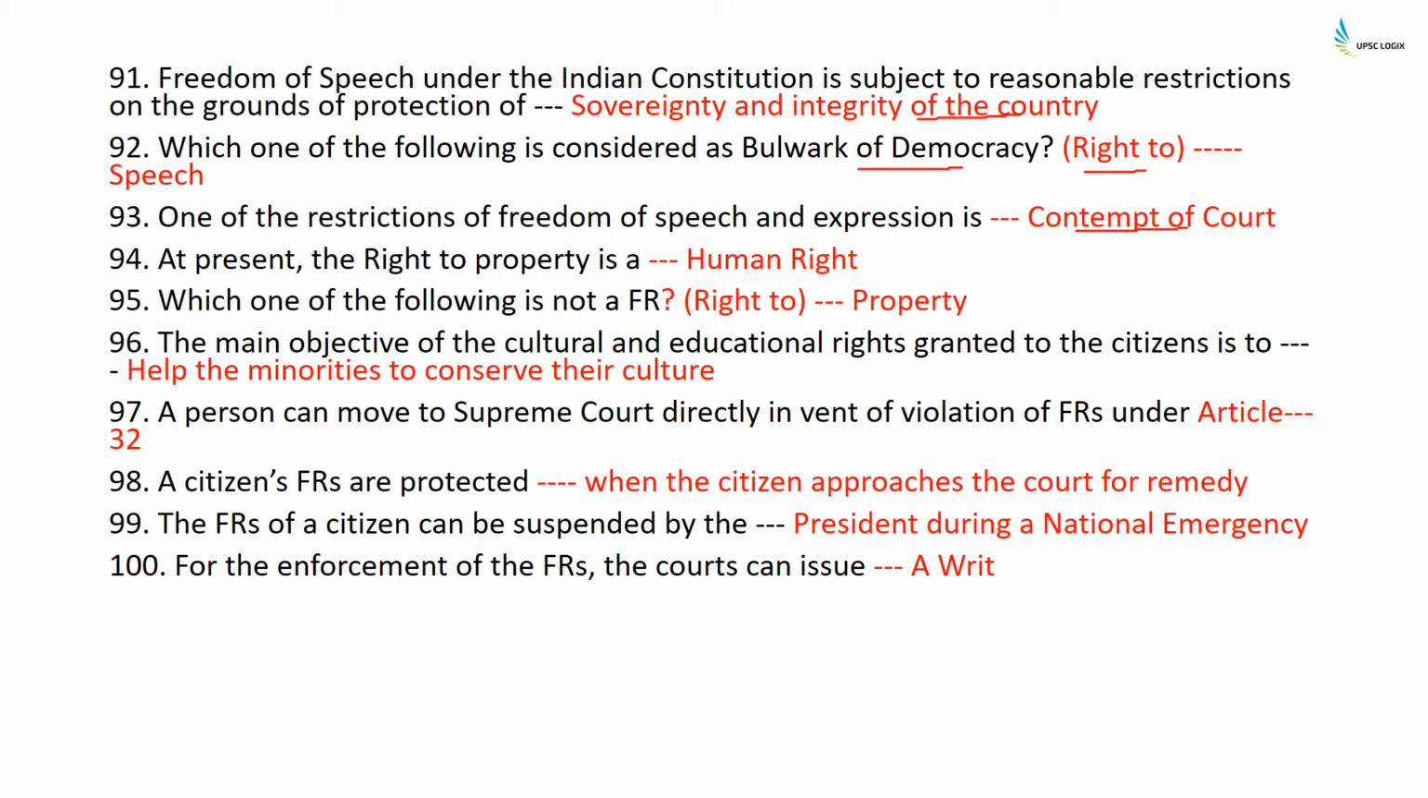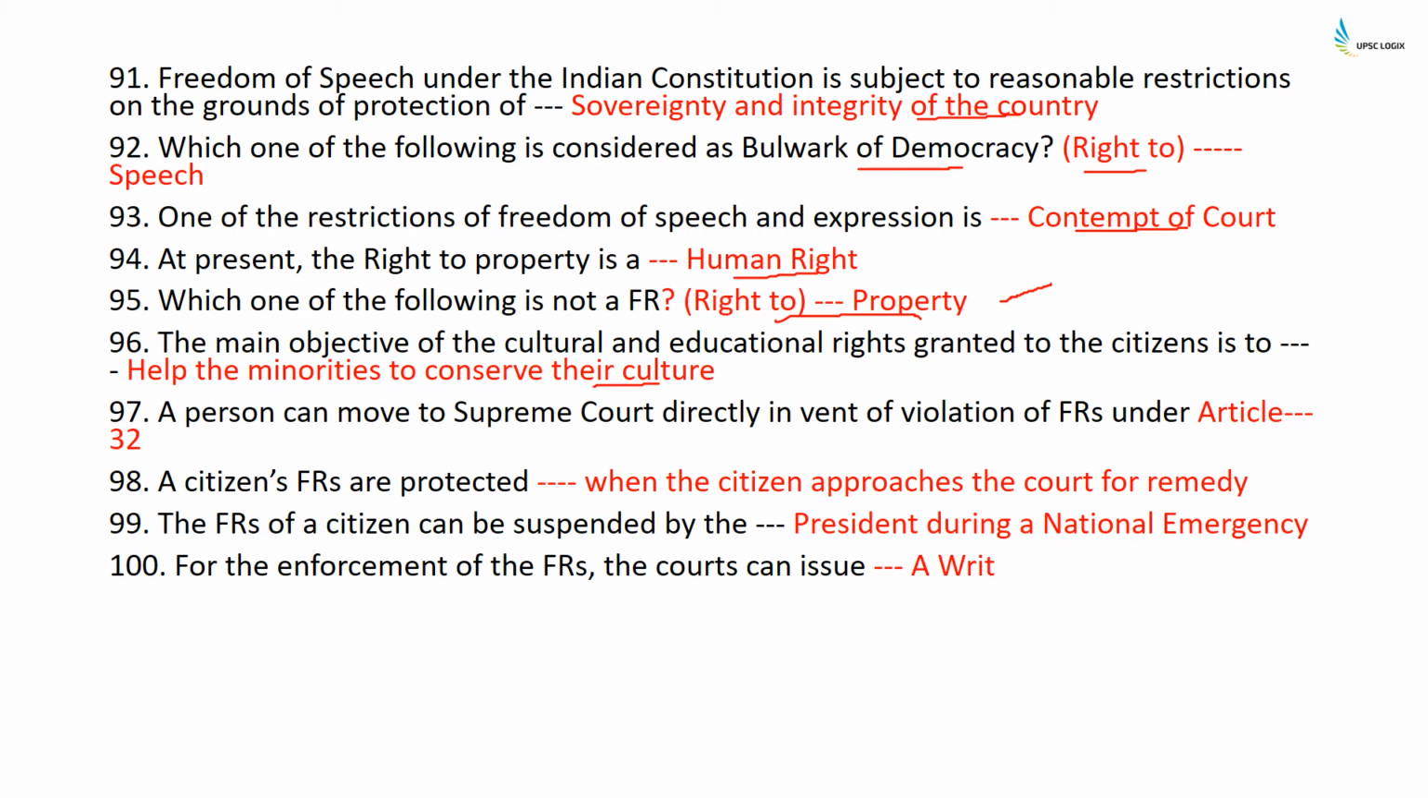At present, the right to property is a human right. Which one of the following is not a fundamental right? It is the right to property under Article 300A and is a legal right. The main objective of the cultural and educational rights granted to the citizens is to help the minorities to conserve their culture. A person can move to Supreme Court directly in case of violation of fundamental rights under Article 32.